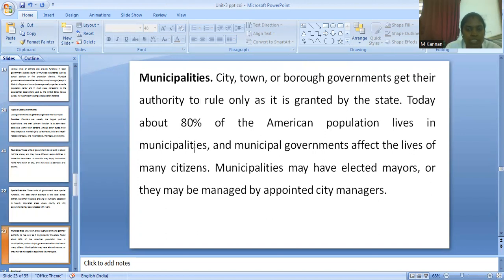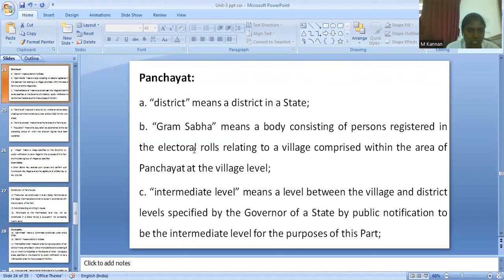Municipalities. City, town, or borough governments get their authority to rule only as it is granted by the state. Today, about 80% of the American population lives in municipalities and municipal governments affect the lives of many citizens. Municipalities may have elected mayors or they may be managed by appointed city managers.